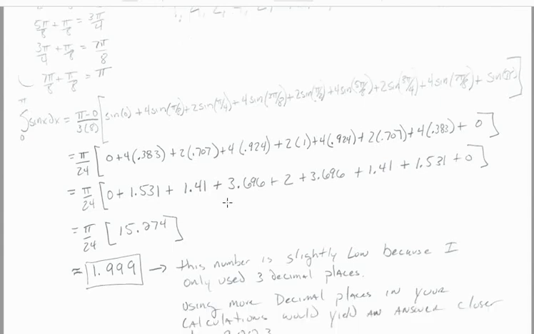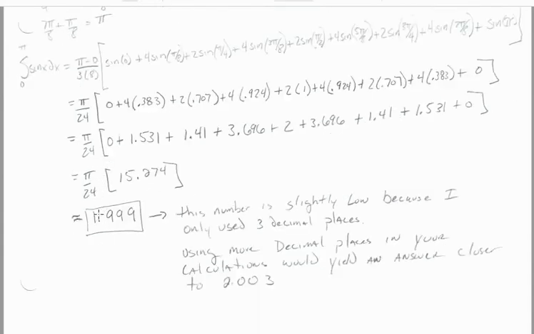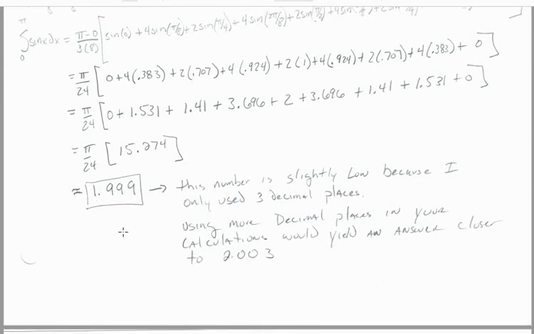You're able to calculate all these numbers with your calculator. Make sure you're in radians mode. We end up with pi over 24 times 15.274, and we get 1.99. Now, if we kept more decimal places, so when you do this, maybe keep 6 decimal places instead of 3, you're going to get more accurate. So when I did this with 3 decimal places, I get 1.99. If you do it with about 6 decimal places, you'll get 2.003.